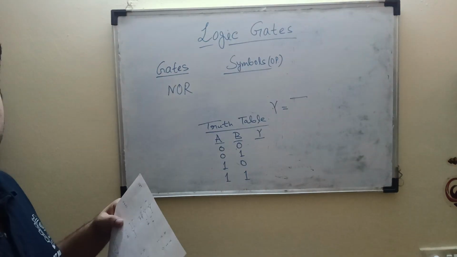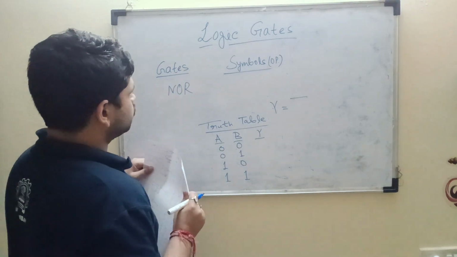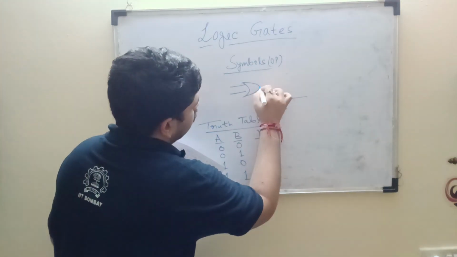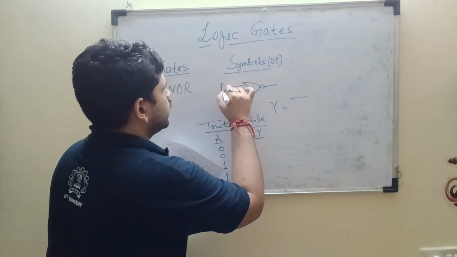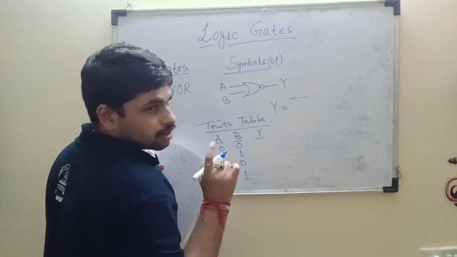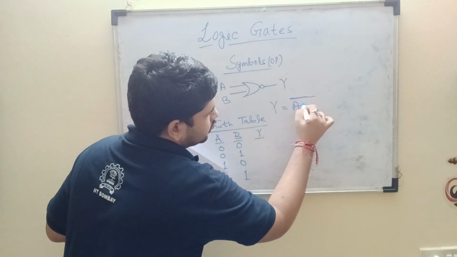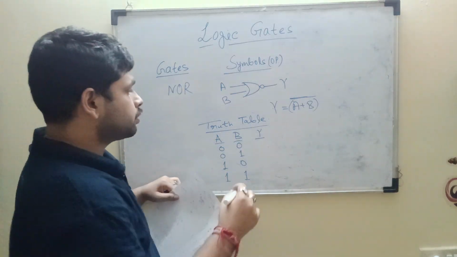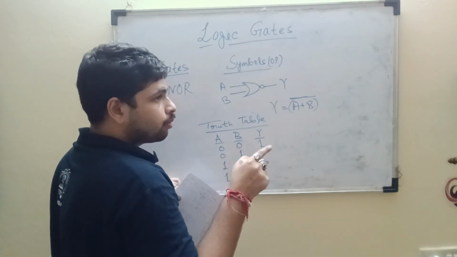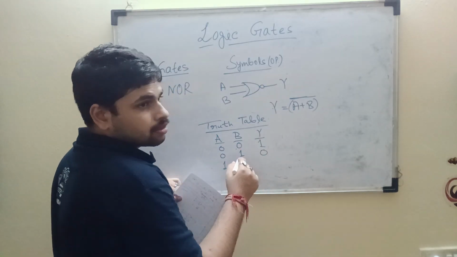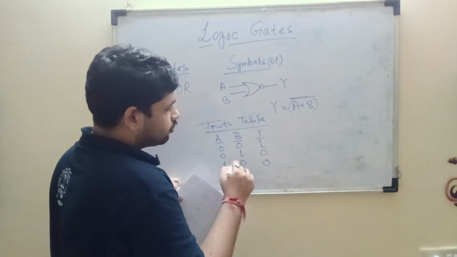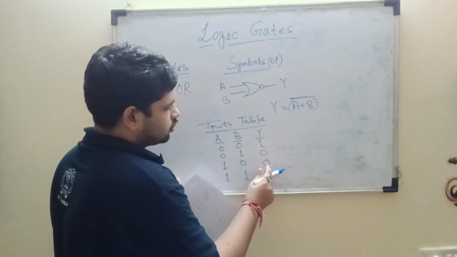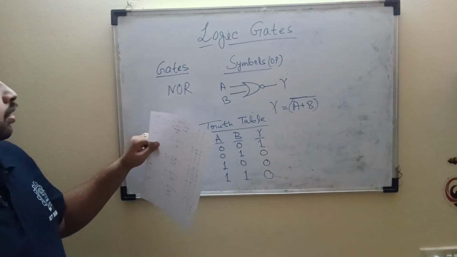Okay, so the next universal gate is the NOR gate. Its symbol is the same as the OR gate but with a bubble. A and B are the inputs and Y is the output. Its operation is A plus B whole complement. So 0 plus 0 is 0, complement is 1. 0 plus 1 is 1, 1's complement is 0. 1 plus 0 is 1, 1's complement is 0. 1 plus 1, as I have told before, is carry 1 and 1, and 1's complement is 0. So this is the truth table of the NOR gate.